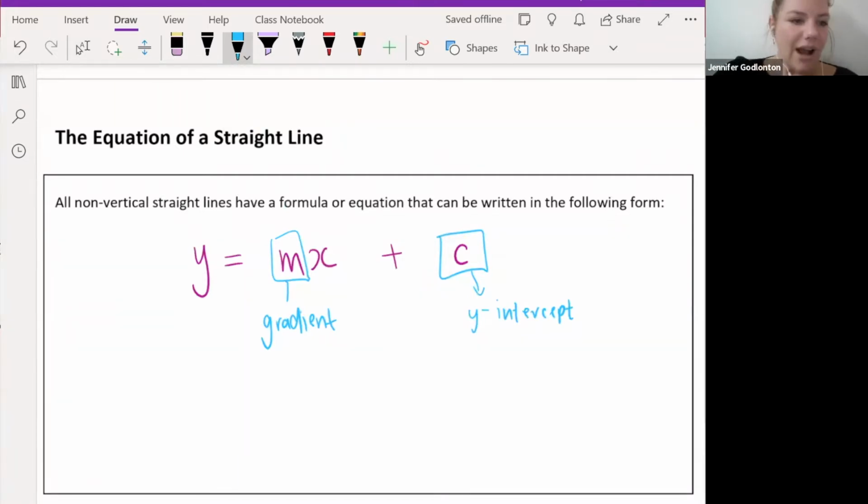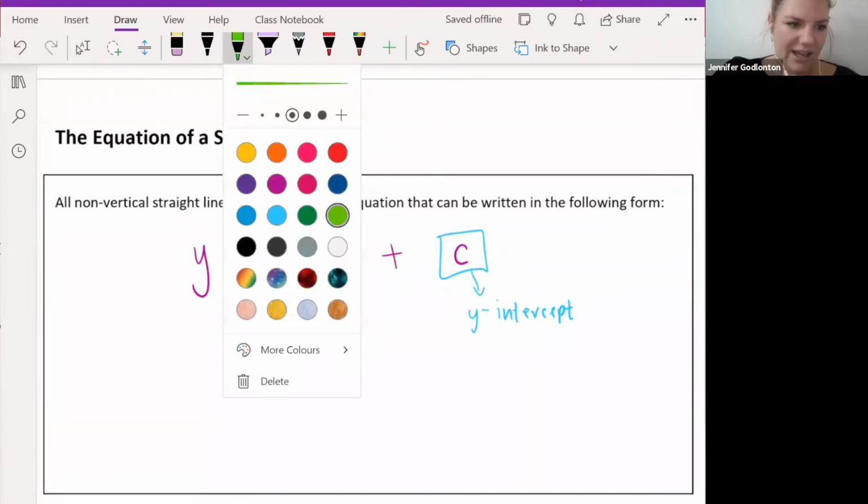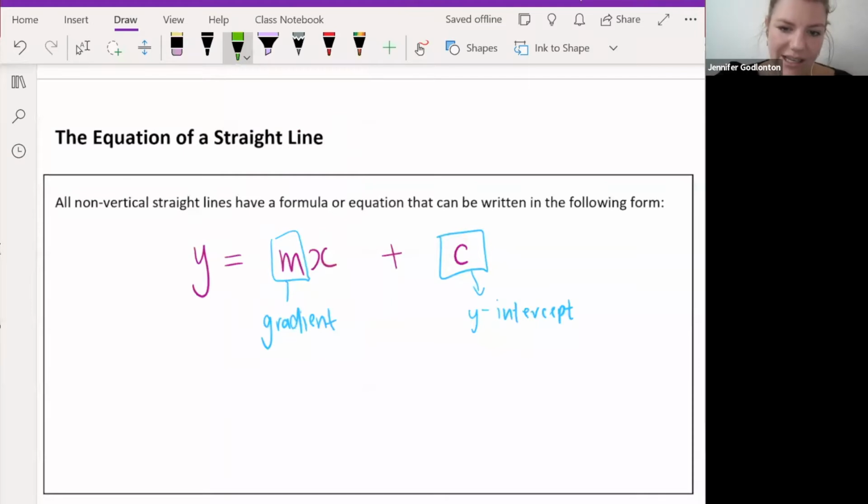Now I'm going to take the equation that Asande wrote in the chat. They said Y is equal to 2x plus 1. If I look at that equation, do you see how that 2 is in the same place as my M? So that would be my gradient. In this green equation, my gradient would be 2, and my y-intercept would be plus 1. That's how we use an equation to figure out two different things.